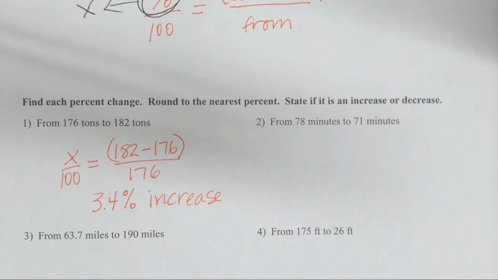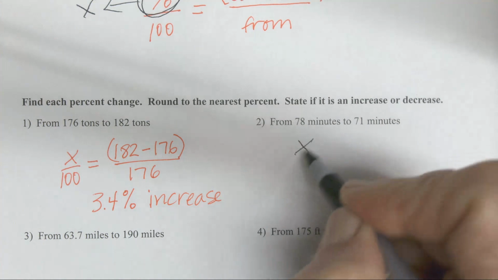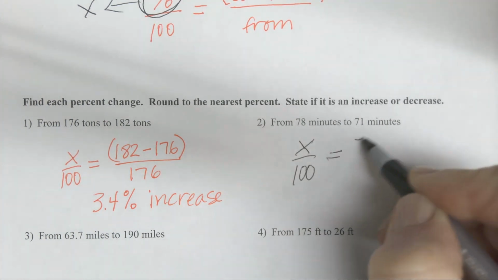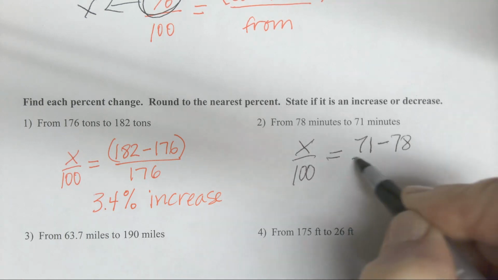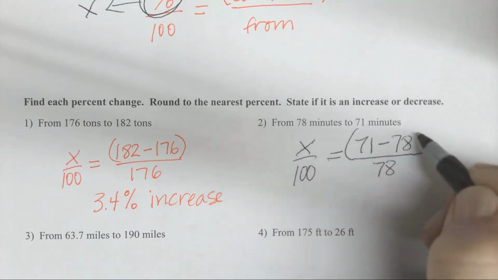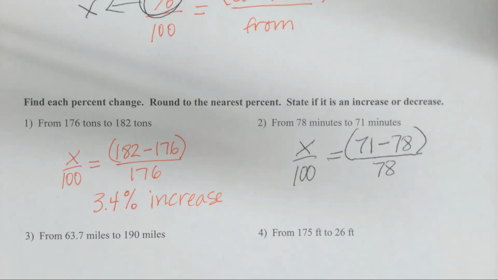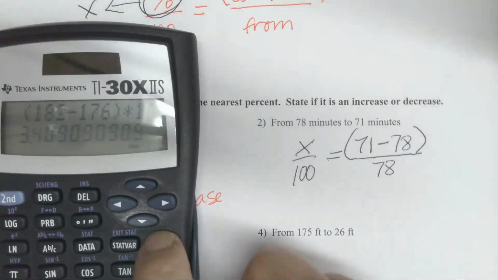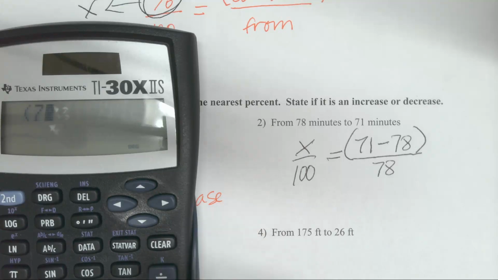So my next one is X over 100 equals (71 minus 78) divided by 78. The 71 minus 78 goes in parentheses. Again, I pull out my calculator.